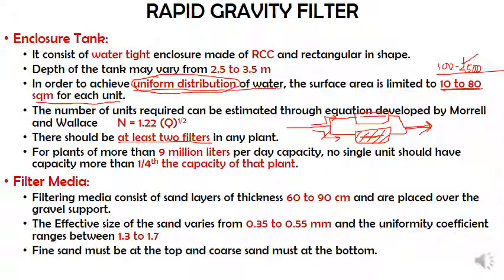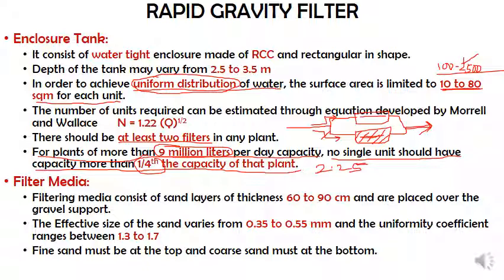Apart from that, for plants of more than 9 million liters per day capacity, no single unit should have capacity more than 1/4 the capacity of the plant. That is, if you have a treatment plant of, let us say, 9 million liters per day capacity, that is, it can treat 9 million liters of water per day, then 1/4 of this is 2.25.